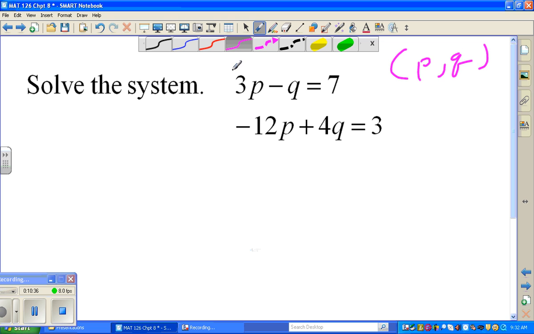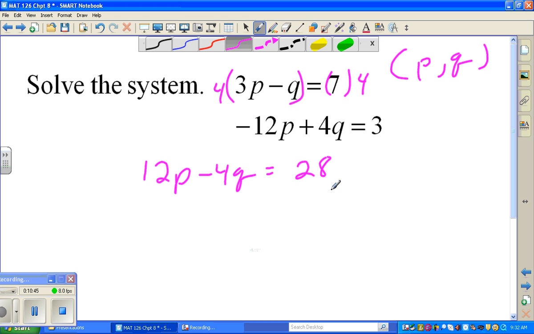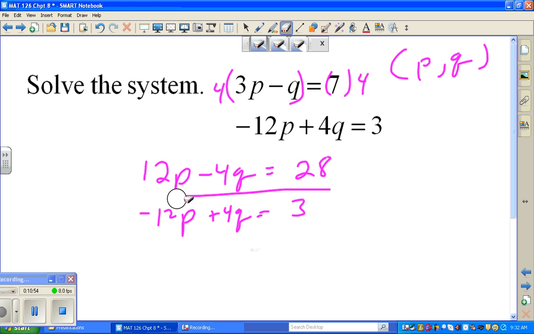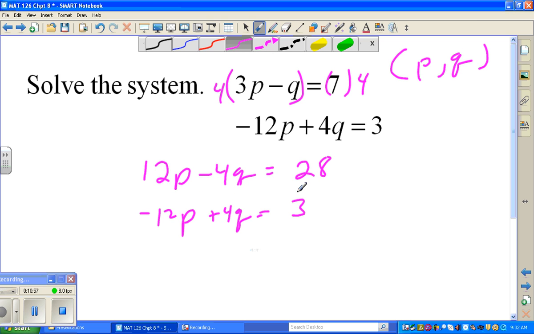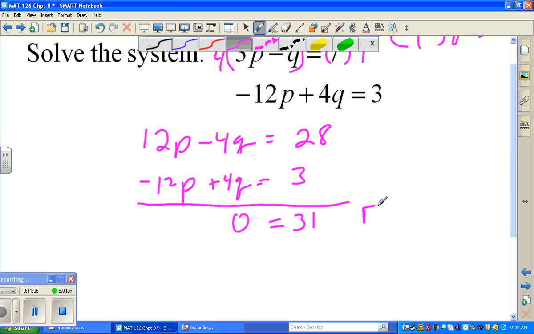All right. Multiply by 4, 4, 12p minus 4q equals 28. Negative 12p plus 4q equals 3. That knocks out. Nice. 0 equals 31. That is a false statement. 0 doesn't equal 31. That means it is inconsistent. So what's it tell you about the lines? Yeah, they're parallel lines.